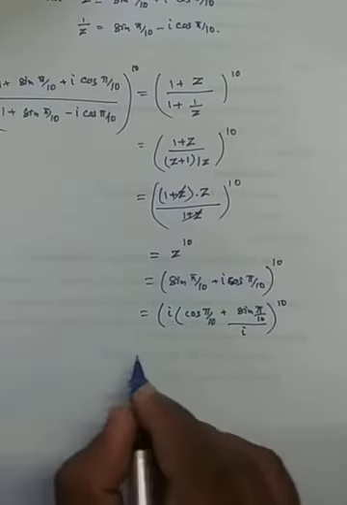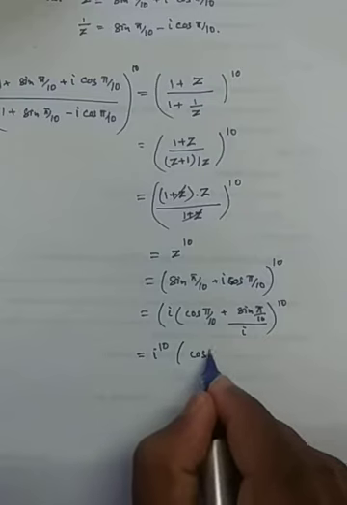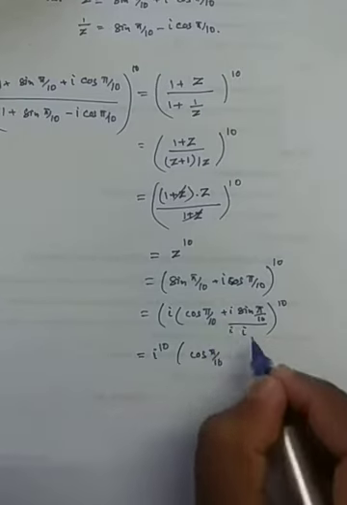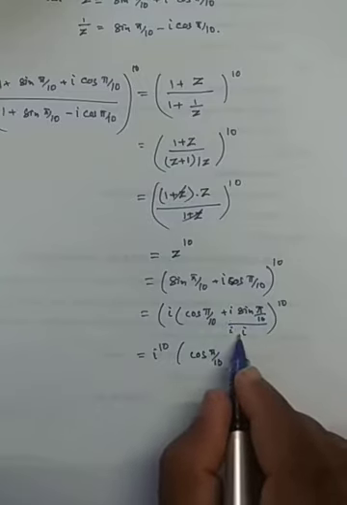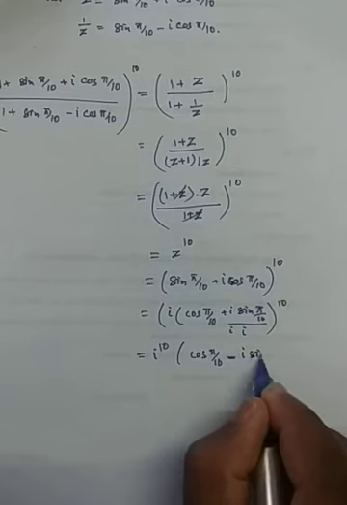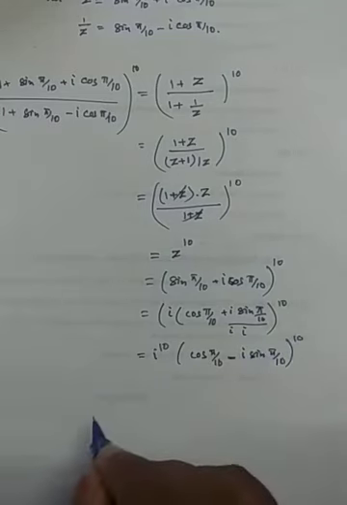So i comes outside, and now i power 10 will come here. Here, cos pi by 10 will come. I am multiplying by i and dividing by i, so it will be i into i square. The i square value is minus 1, so that's why minus. This is i sin pi by 10. The entire thing is to the power 10.